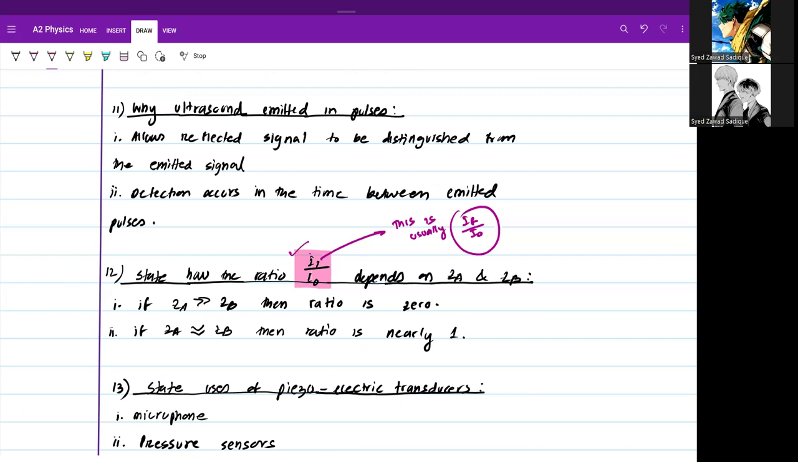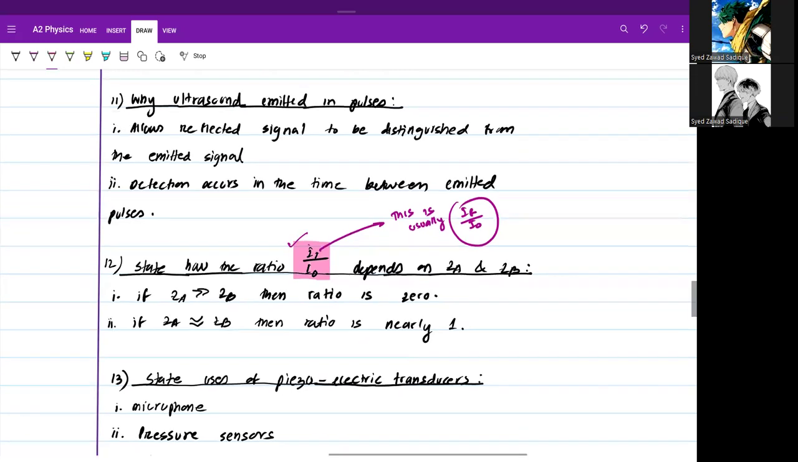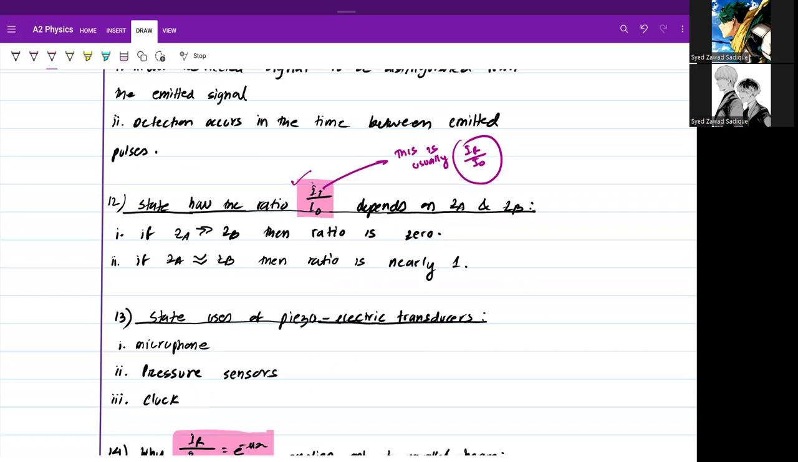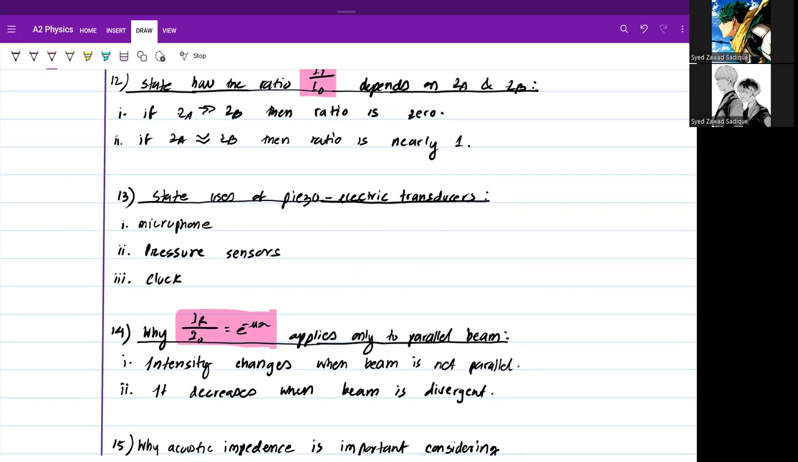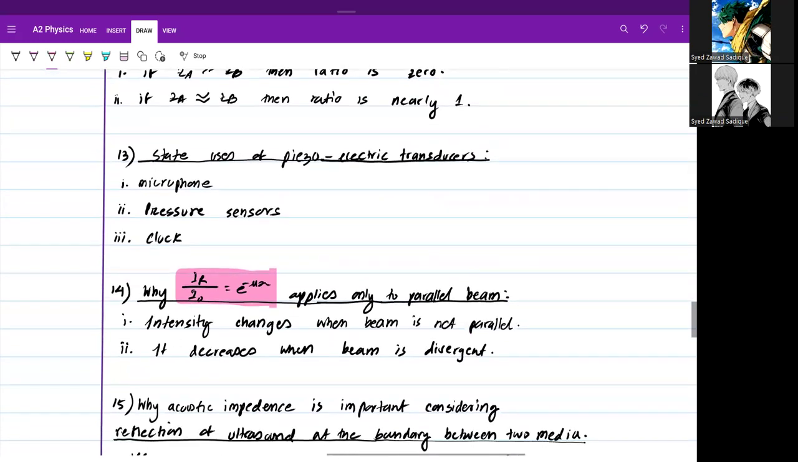Right. So this was something that you have to be careful with. Trust me, they got a lot of students with this question. This one was a very tricky question. Okay. State uses of piezoelectric transducer: microphone, pressure sensors, clock. 14.